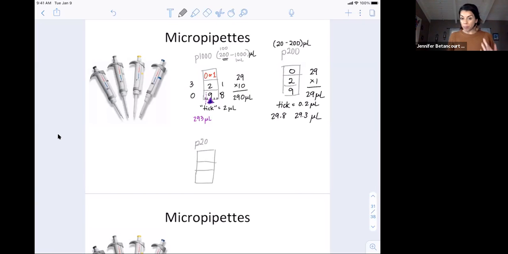Okay, so for a P20, this pipette can measure as little as 2 microliters and as great as 20 microliters. That's the range of the P20. And the P20, where are you? Here it is. This has a red number. There are a couple of different ways that you can tell the difference between pipettes. The red number here is on the bottom and it goes from 0 to 9, okay?